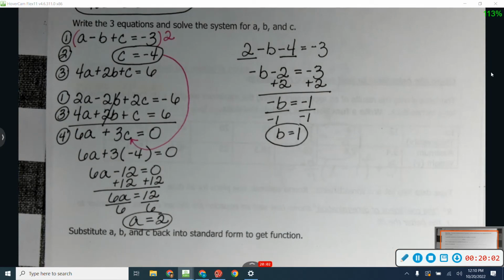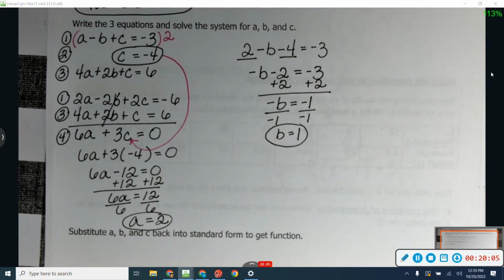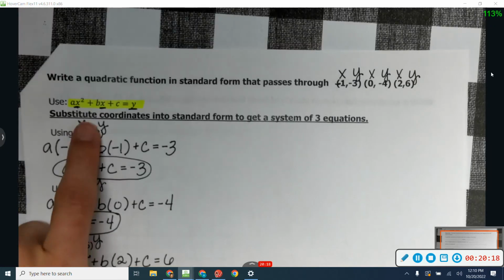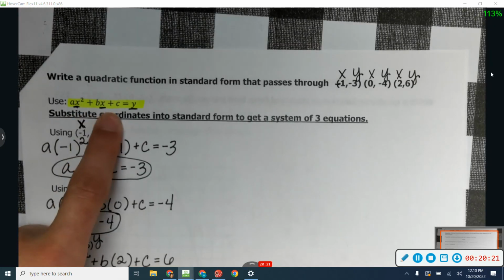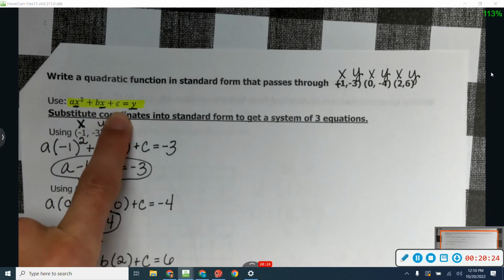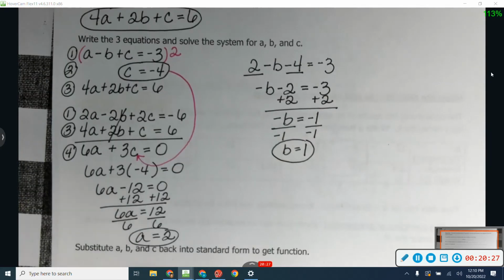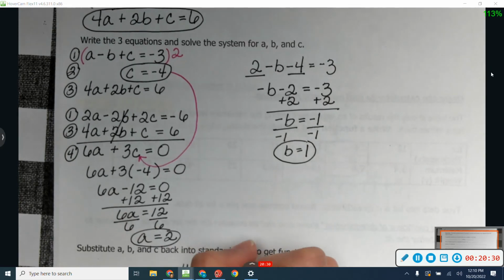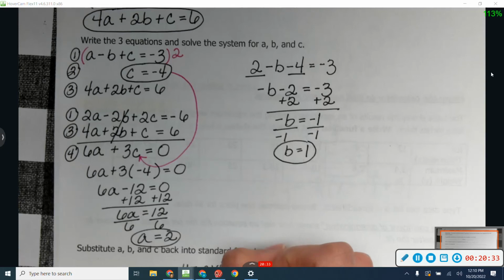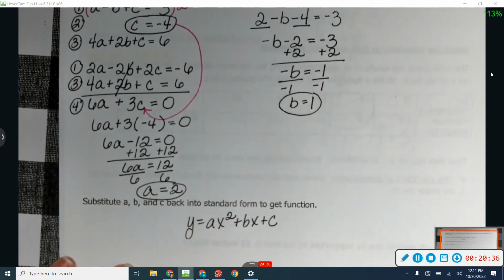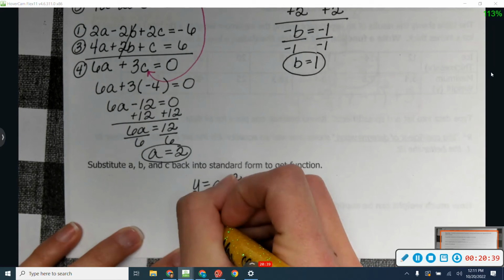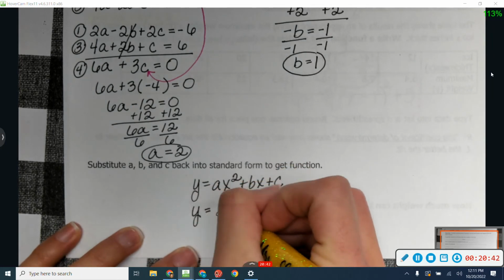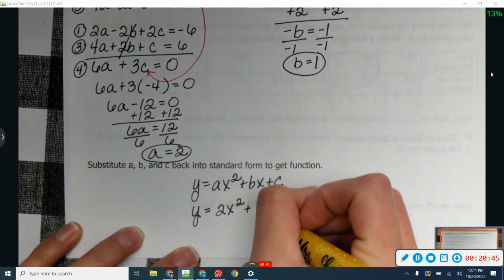Okay, so now I've got my 3 variables. When we did this previously, we were getting x, y, and z, and that was an ordered triple. We're not doing that because what does this a, b, and c represent? My coefficients in my function. Okay, my a, b, and c are those numbers for my x squared, x, and my constant. So what I'm going to do is put it back into standard form. If standard form is y equals ax squared plus bx plus c, I'm going to plug those values in. And so my equation is going to be y equals 2x squared plus x minus 4.